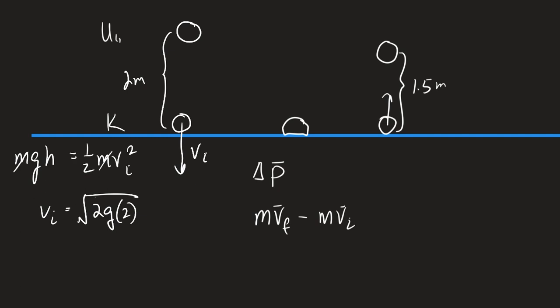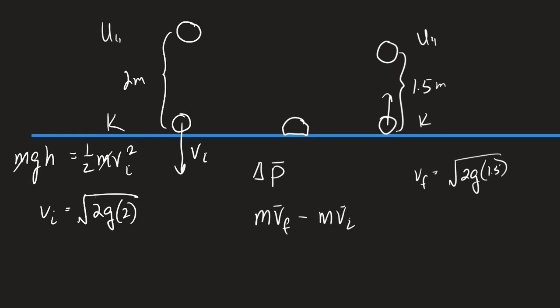I'm not going to do that work again. It has gravitational potential energy here, and it has kinetic energy here. It just has less kinetic energy because it doesn't go as high. But the initial velocity and final velocity will share the fact that they're going to be 2gh, but this time it's 1.5.